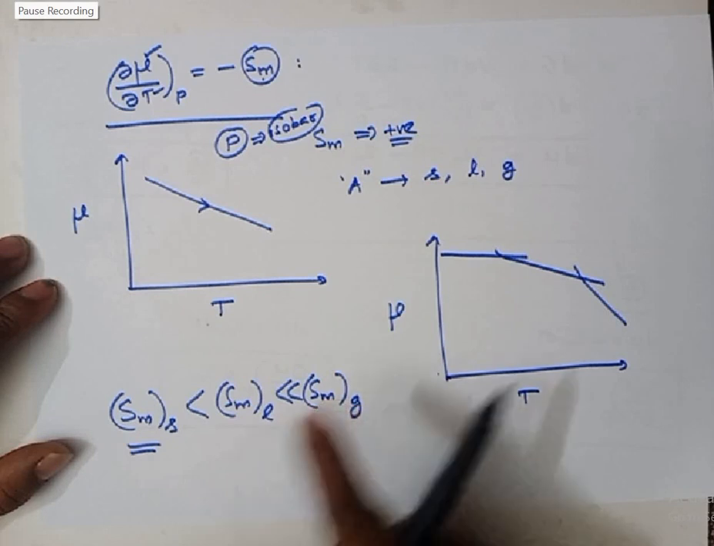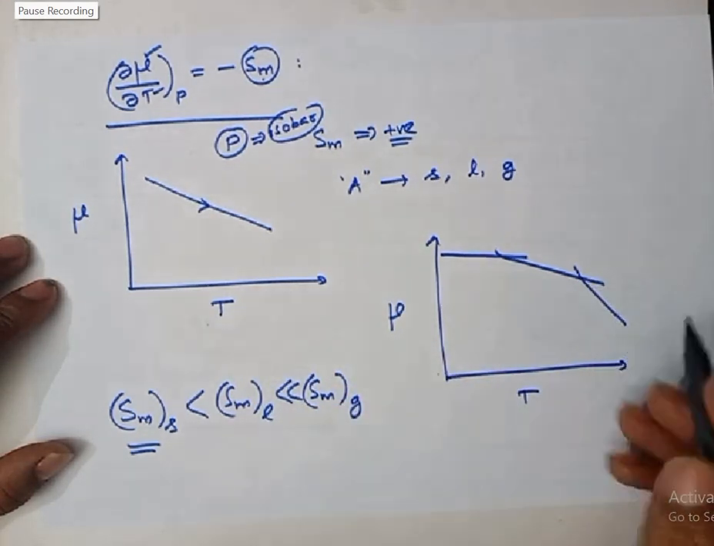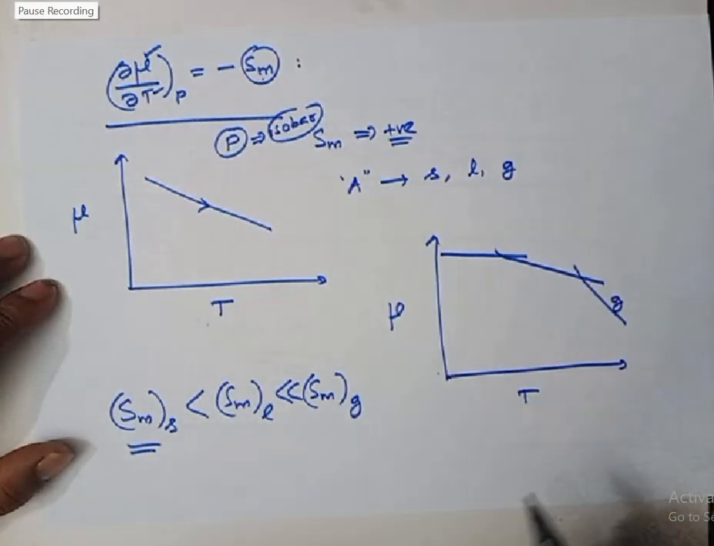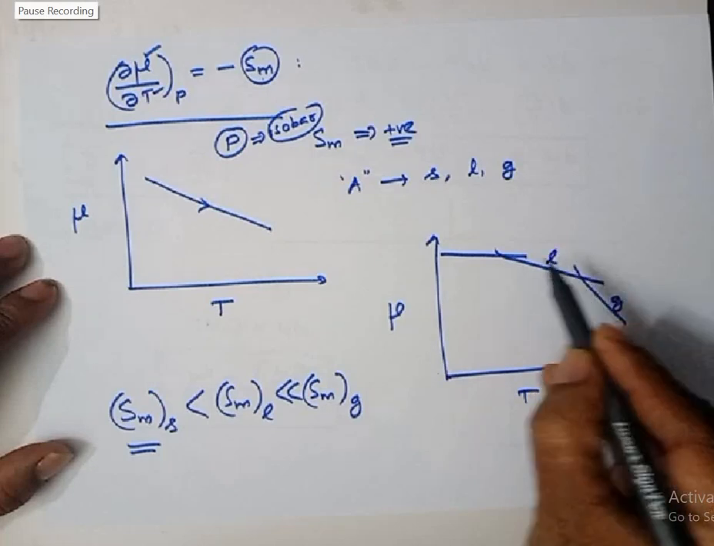Gaseous state molar entropy is high, therefore the gaseous state must have a high slope. So a large slope in the line. So this should be for gas, and this should be for liquid.